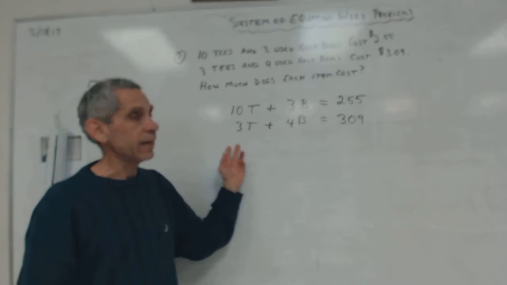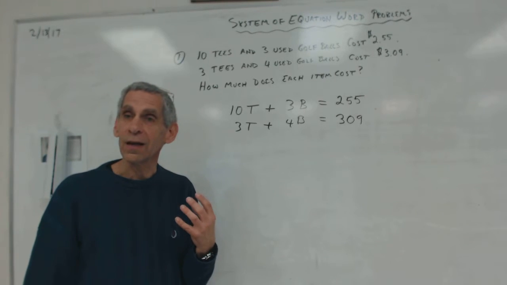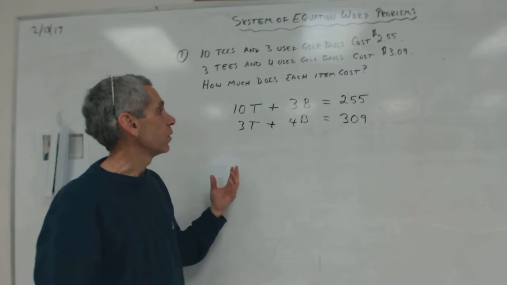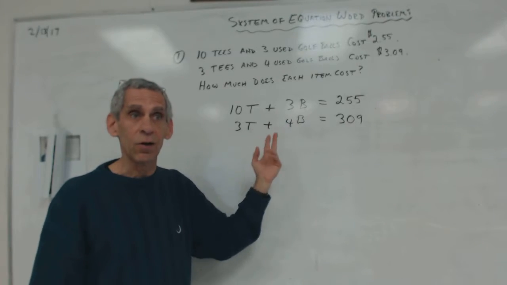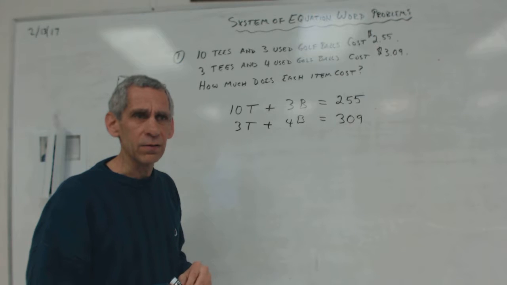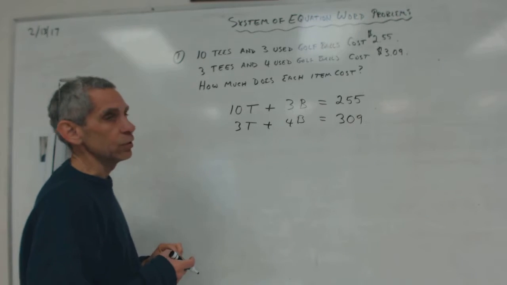Well, wait a minute. I can't add them yet, right? Because I've got to figure out a way to eliminate one of them first, right? But the key is, I have 2 unknowns, I have 2 equations. With 2 equations, I can always solve for both unknowns. So, is everybody writing this down? Okay. So, what would I do?